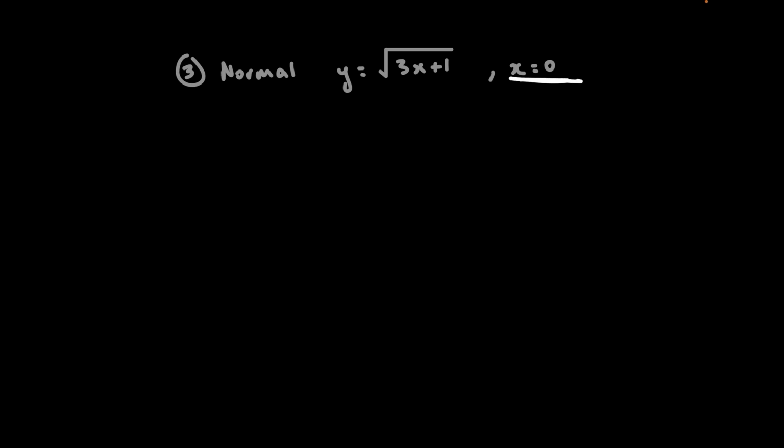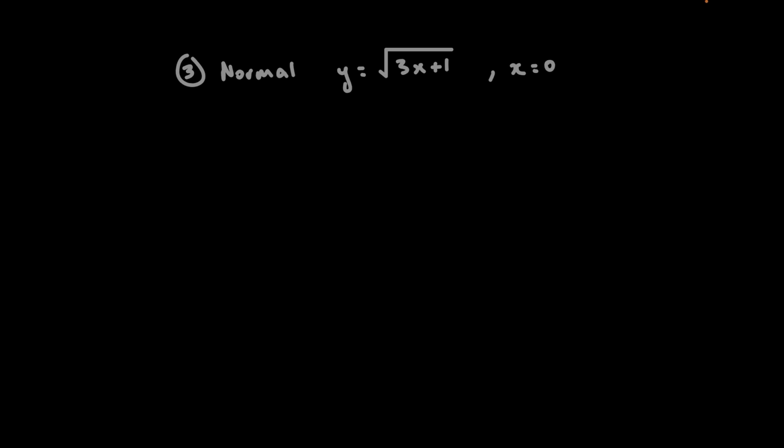Next question. We're going to be finding the normal to the equation y equals the square root of (3x + 1) at the point x equals 0. Pause the video and give this a go. Now, one thing you'll notice with this question is there's only an x value that we got given. Where's the y value? Well, it's not that difficult to work out. We can simply substitute x into this equation and work out what the y value is.